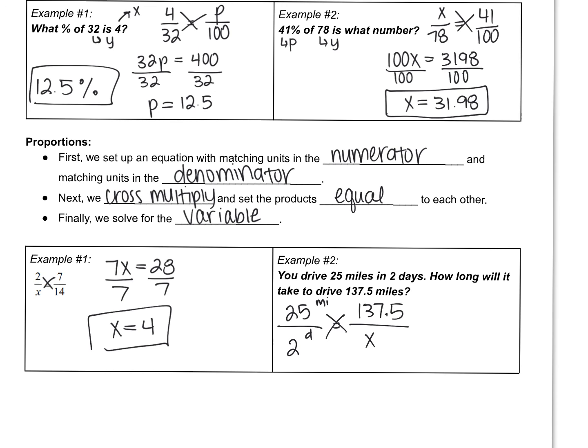We cross multiply, we get 25x equals 275, divide by 25, and we get that x equals 11. Because this is a word problem, I do need to have units on my final answer. x in this case, we were solving for days. So the answer is 11 days.